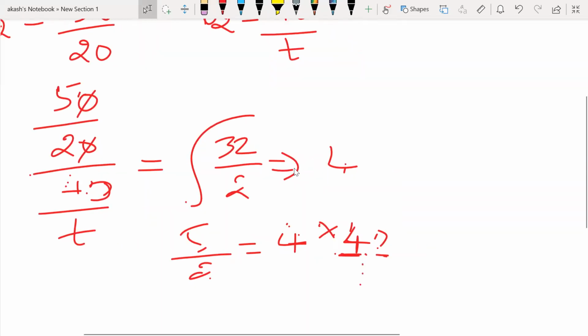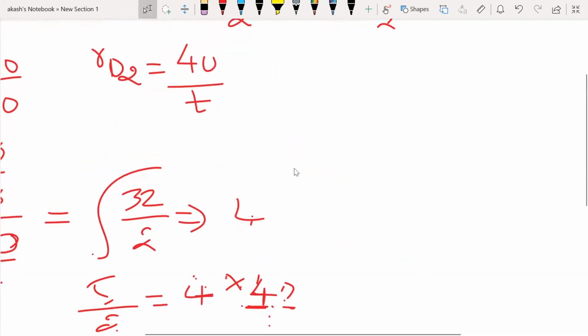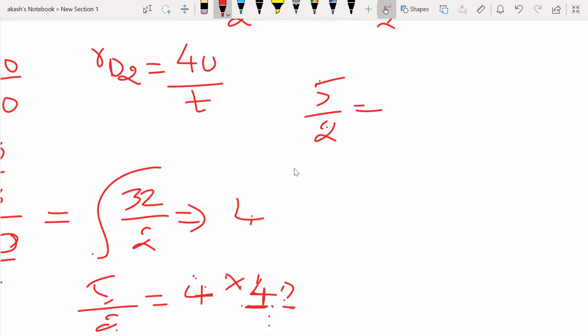Oh my god, let me write it here, I guess that will be better. So 5 by 2 is equal to 4 into... very sorry guys, this is really happening. I don't know why this is happening. Either I don't know how to use this stylus, or this stylus is very bad.